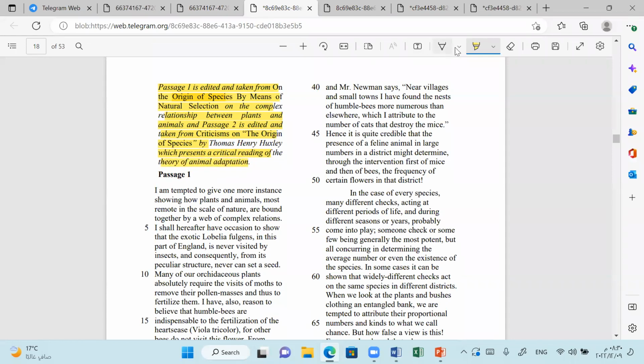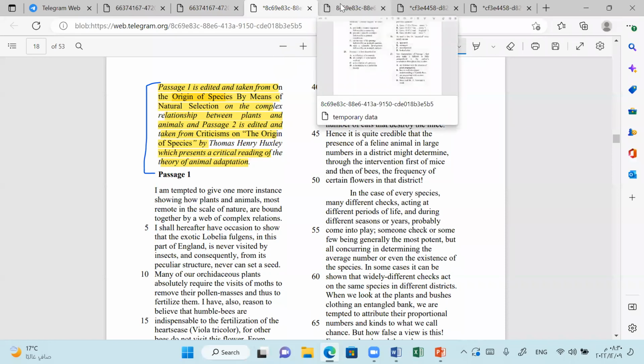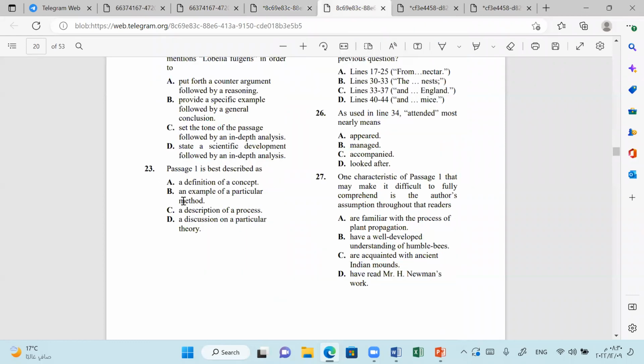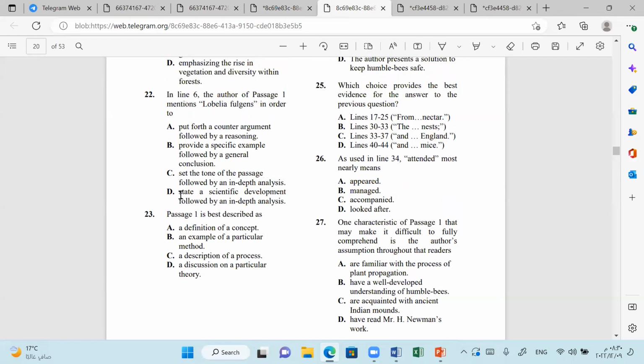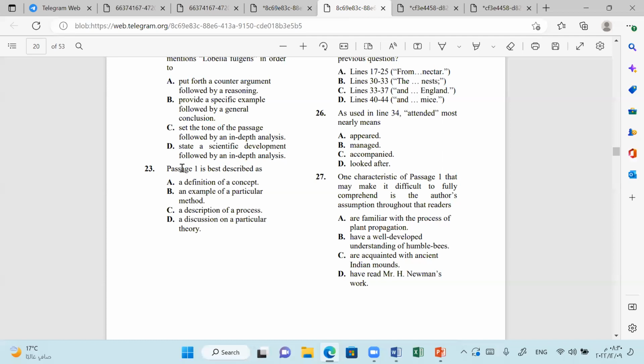So I read the whole blurb in order to deal with the main idea questions of the first passage. So here: a definition of a concept, an example of a particular method, a description of a process, a discussion on a particular theory.